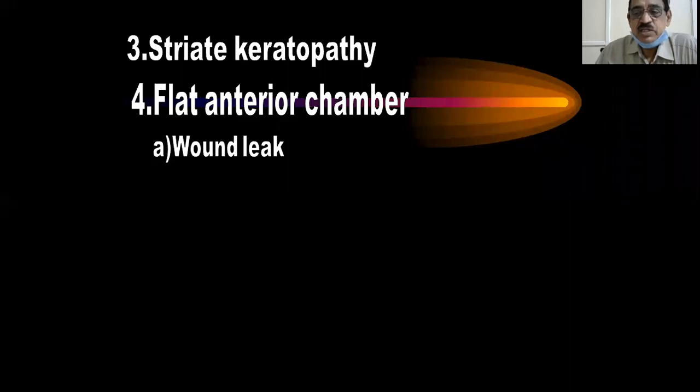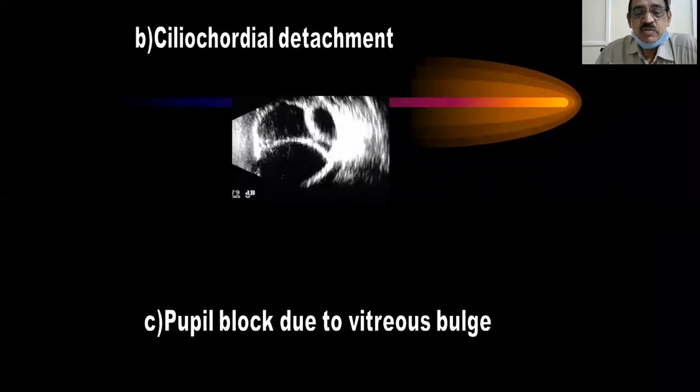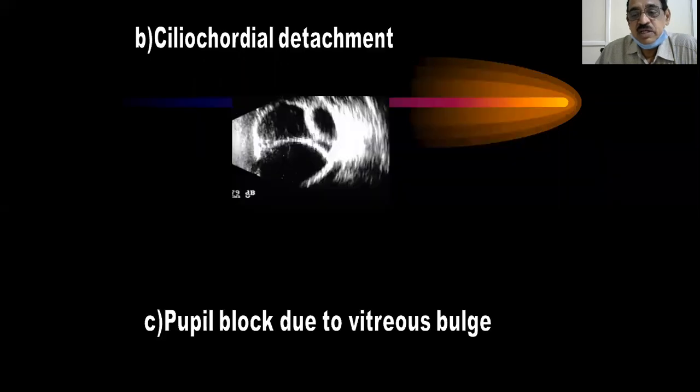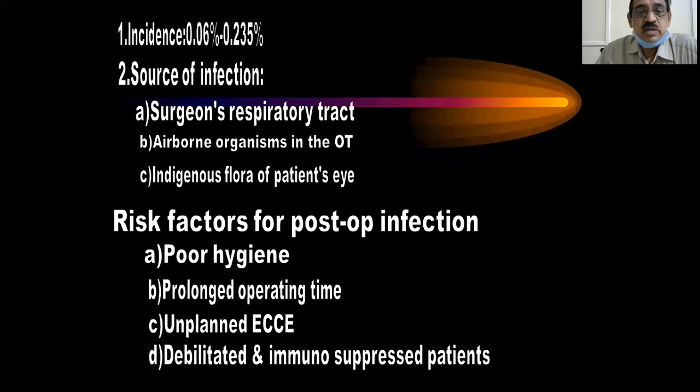And flat anterior chamber, we have already seen: wound leak, ciliochoroidal detachment and pupillary block, vitreous bulge. All these things can cause this.